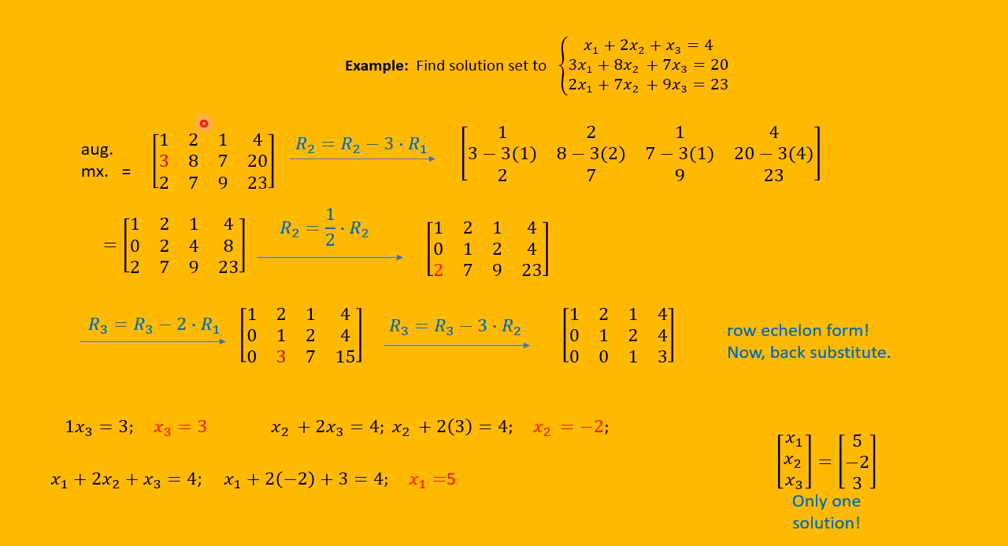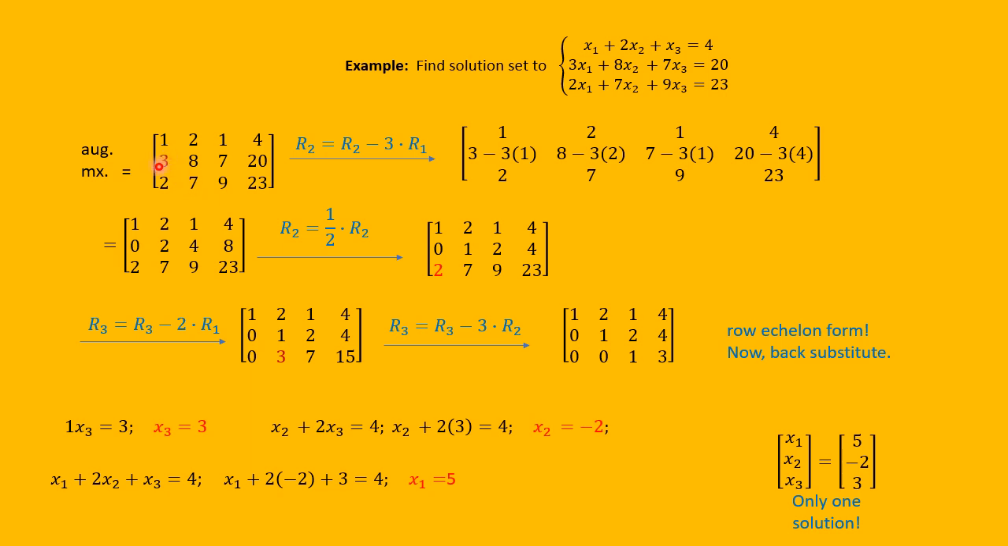Now, the first thing I want to do is to use this first row, and very specifically the 1 in this first row, to get a 0 here instead of a 3. So here's what we'll do. We'll take row 2 minus 3 times row 1, and we'll store that as the new row 2. So let's see.